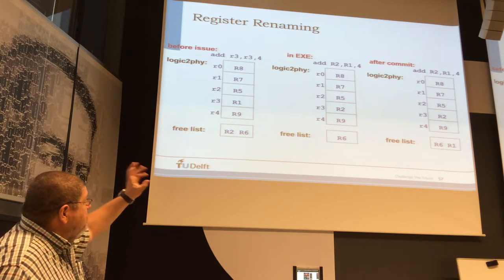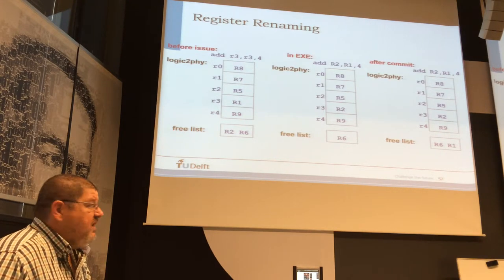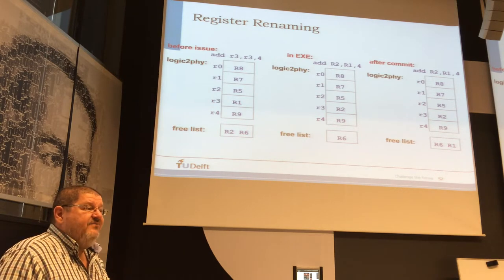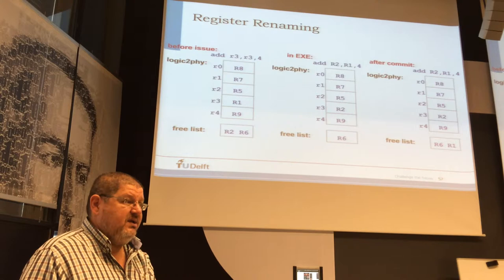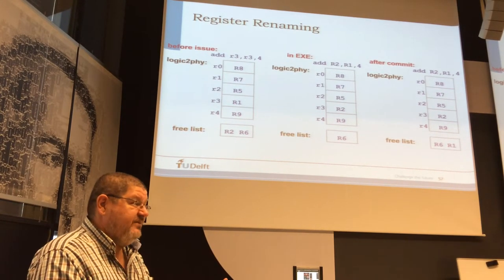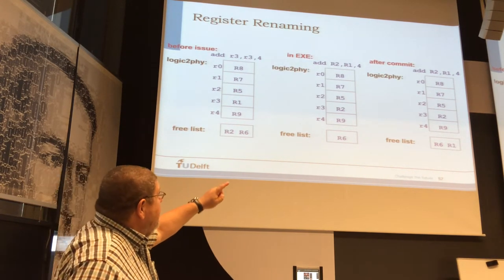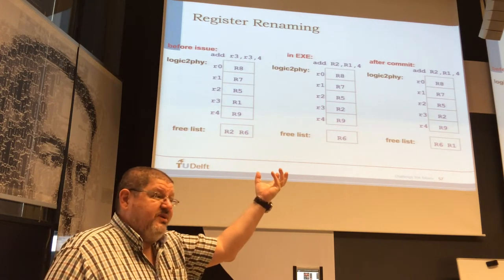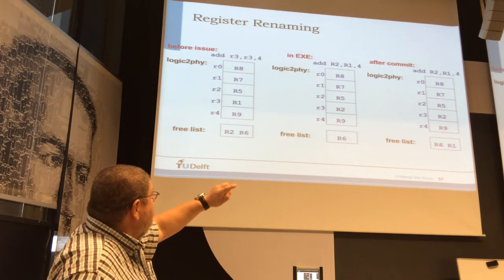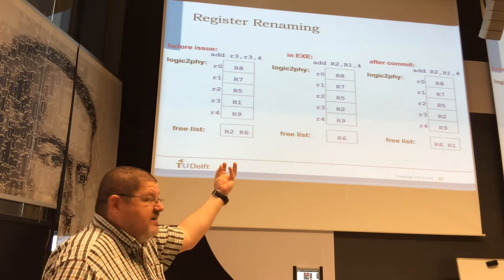Now, I do the execution, and after I do the execution, I'm committing the instruction. When I'm committing the instruction, I have to release whatever I don't need, and I have to update the link between the logical registers and the physical registers in the proper way, which means I will release R1, which was my input register, because I don't need it any longer, and I will update the link between R2 and R3, logically speaking.